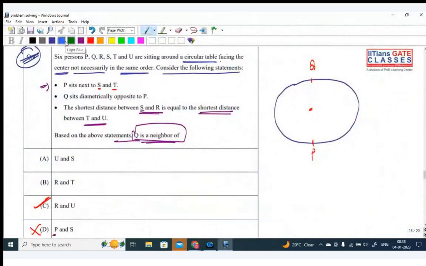So Q is the neighbor of whom, right? So you can say that S will be next to P, right? So S cannot be the neighbor of Q, okay? And Q also cannot be the neighbor of T as well, right? So option C is the only correct one, okay? So you don't have to query further about this, right? Because S and T are the neighbors of P. So you can say S is here, T is here, right?